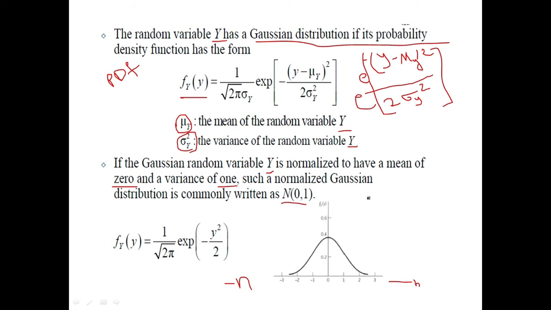Means this parameter f of y of y will change here 0, 0.2, 0.4, 0.6, 0.8 up to the f of y of y. Here f of y of y is basically written as the normalized Gaussian distribution function: 1 upon root 2 pi times the exponential function of minus y square upon 2.